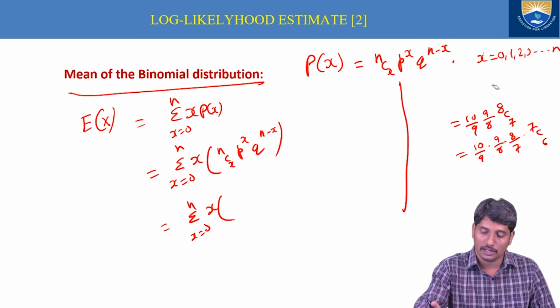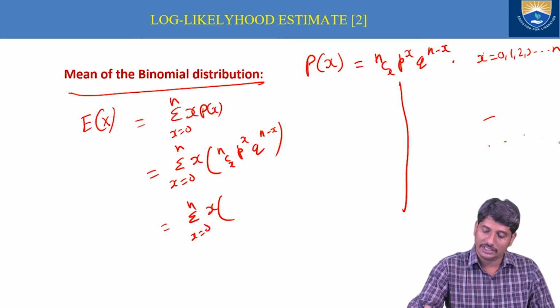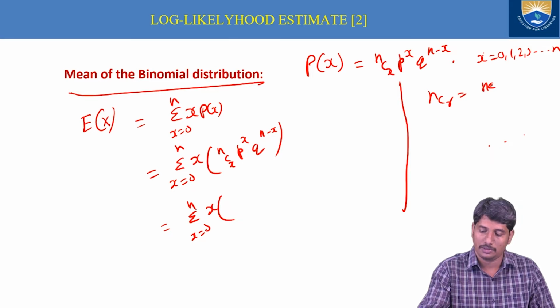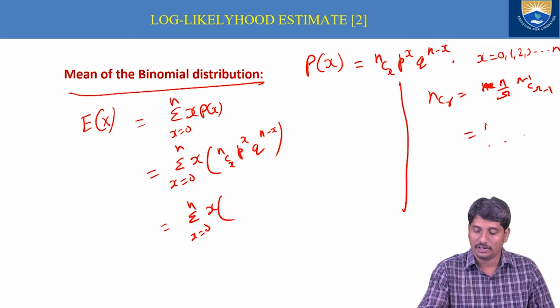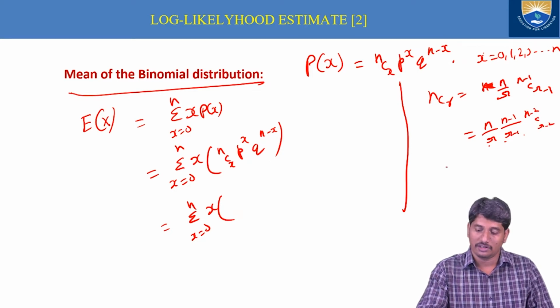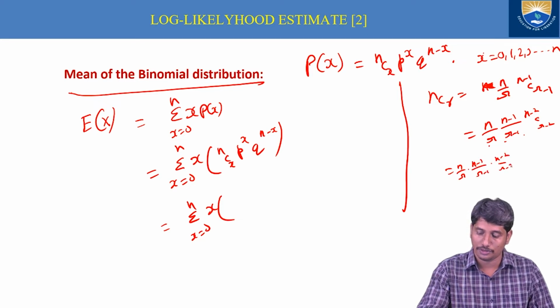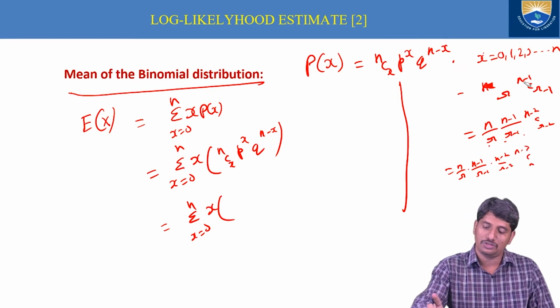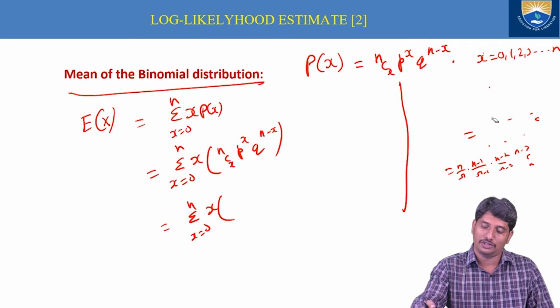So by using this formula, we could understand that ncr can be written as n by r into n minus 1 c r minus 1, and further reducing, we could write it as n by r into n minus 1 by r minus 1 into n minus 2 c r minus 2, and further reducing, n by r into n minus 1 by r minus 1 into n minus 2 by r minus 2 into n minus 3 c r minus 3. So in this way, you could reduce the combination to the extent that you require.